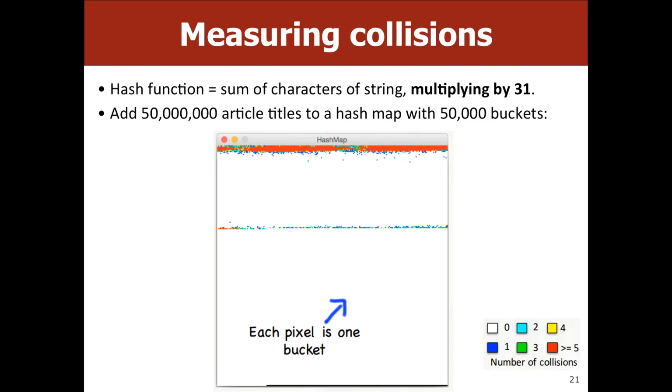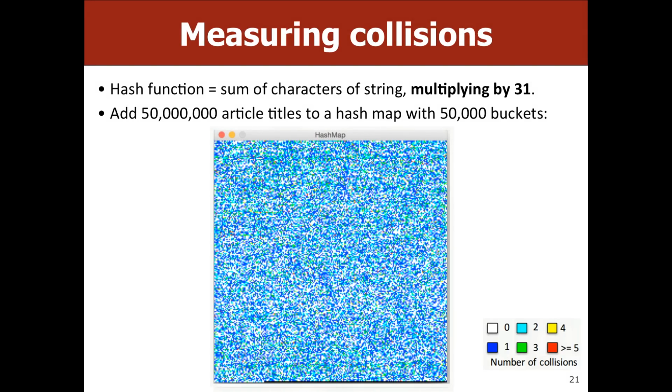So this was our original. This is with the new hash function, right? Blue is really good because that's buckets of size 1 to 2, so you have a very good spread. There's a lot less white, there's a lot less red. So our average bucket size is a lot smaller.